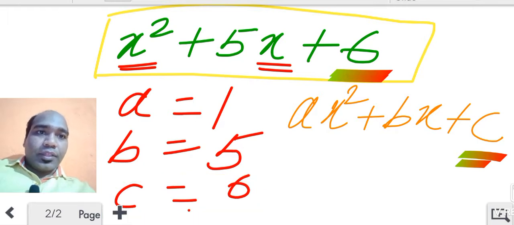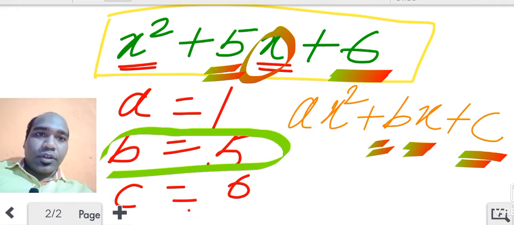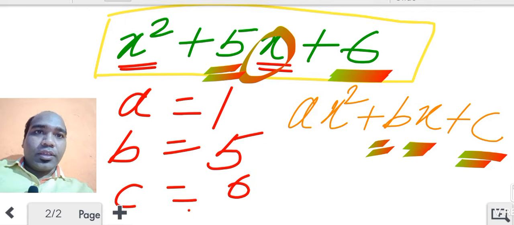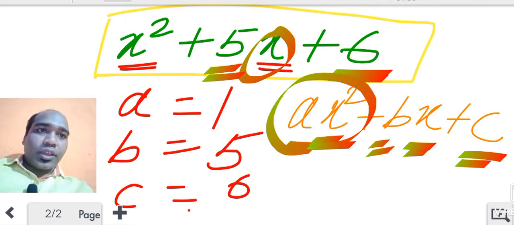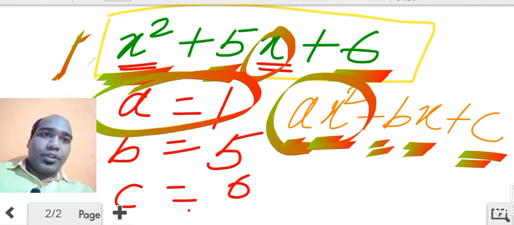Then with x, what is multiplied here? 5. So the value of b, we have got is 5. Similarly, ax square means with x square, a is multiplied. So here with x square, what is multiplied? We can write it as 1. 1 into x square will become x square only. So the value of a will be 1.